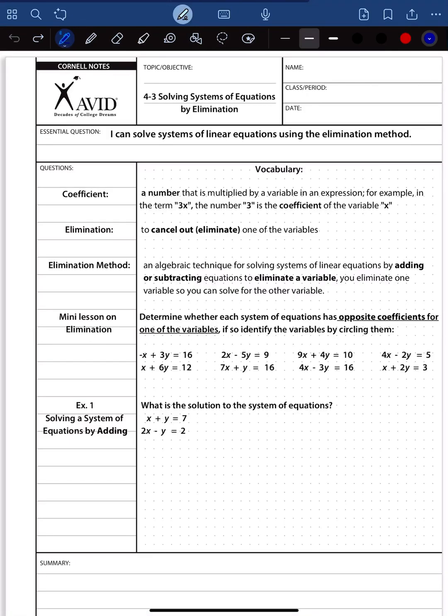Lesson 4-3, Solving Systems of Equations by Elimination. The goal of this lesson is to be able to solve systems of linear equations using the elimination method.